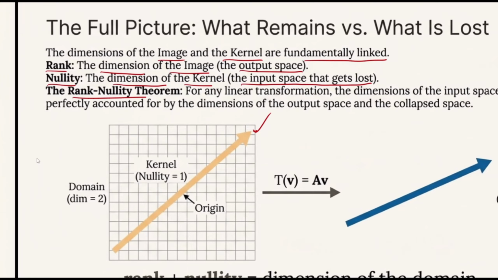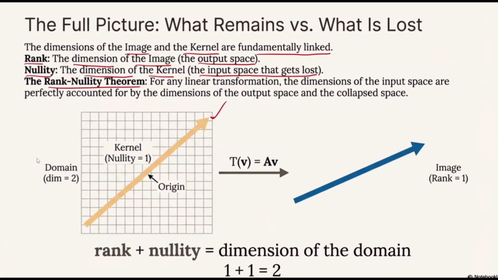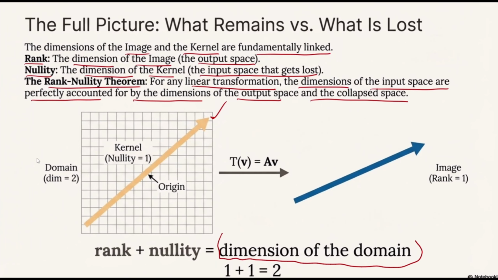And the Rank-Nullity Theorem, this is a very important one. For any linear transformation, the dimensions of the input space are perfectly accounted for by the dimensions of the output space and the collapsed space. It means that your input space and output space are really connected to each other. On the other hand, I can say that the dimension of the domain is related to the rank, the image, and the nullity, the axis that I'm going to lose.